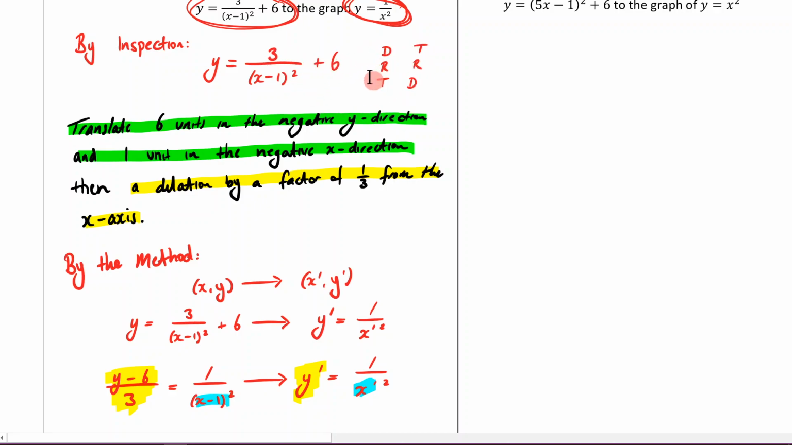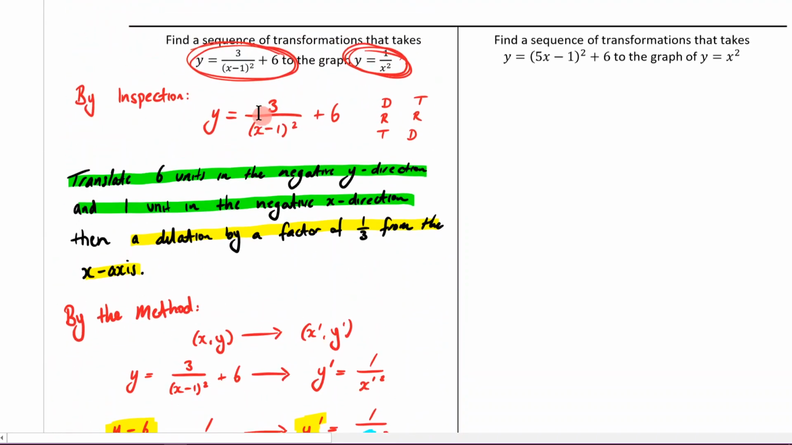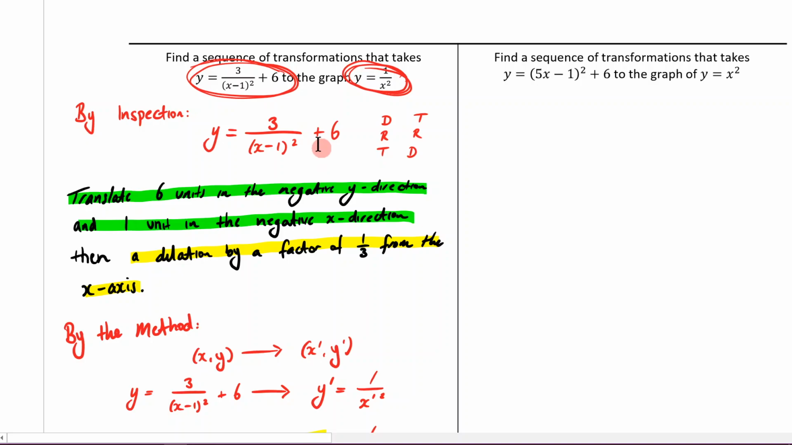It really comes down to the fact that by getting rid of the translations first, we can then just deal with the dilation by itself. If you do the dilation first, do you see how it impacted what the translation was? Now it's 2. But if you're looking at this, it's not clear that we're having a translation of 2 anywhere, but it's because we've done the dilation first. So that's why we did the translation first there.